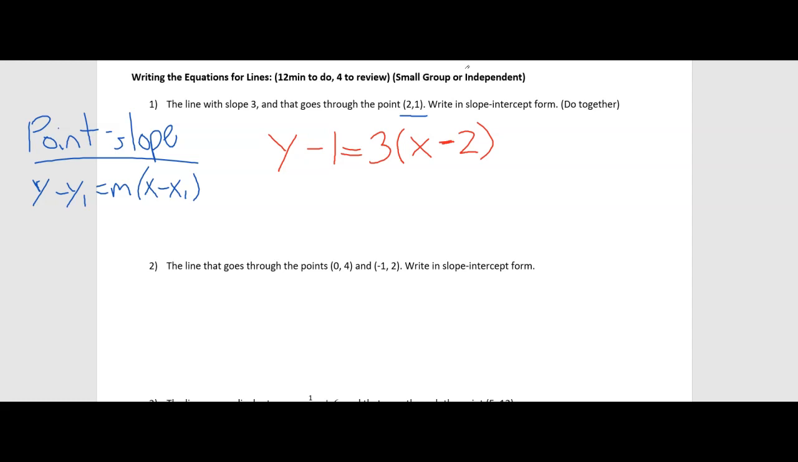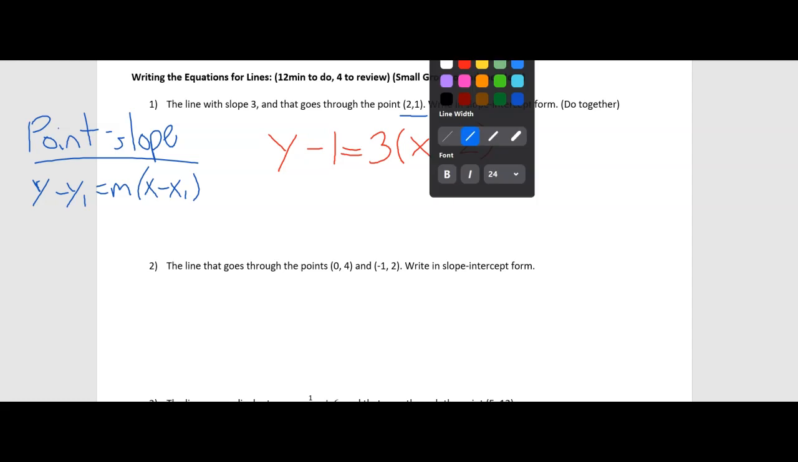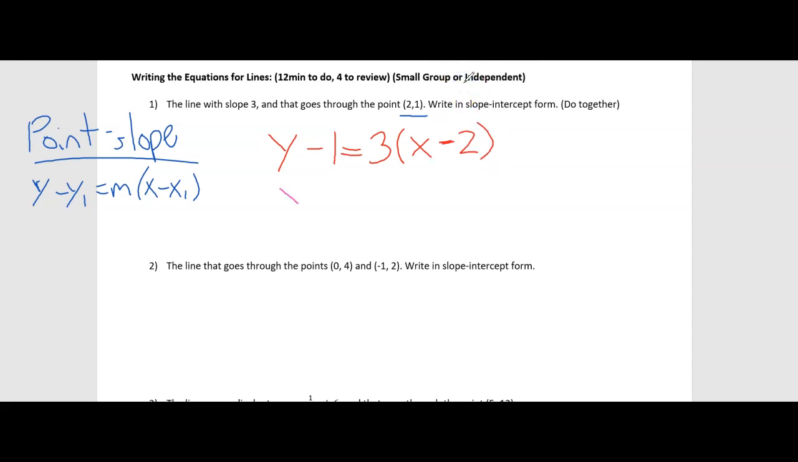Now they're asking us to write it in slope-intercept form. So we just need to do some algebraic manipulation to get y by itself. Slope-intercept form, I think that's the one that's more familiar to you at this point. It's the y equals mx plus b. So I am going to distribute my 3. So I get y minus 1 is equal to 3x minus 6, distribute to both the x and the negative 2. And then I'm going to add 1 to both sides. So I get y is equal to 3x minus 5. Negative 6 plus 1 is negative 5. So that would be our equation in slope-intercept form.